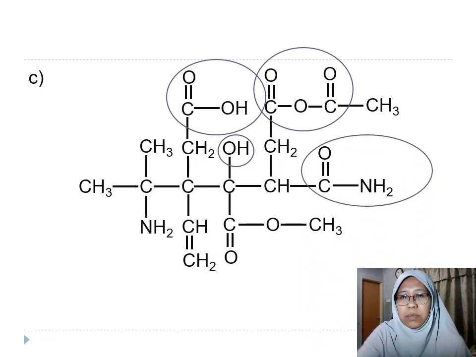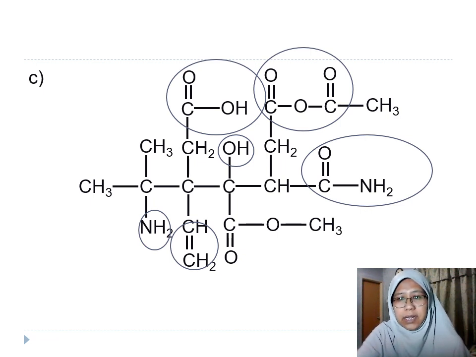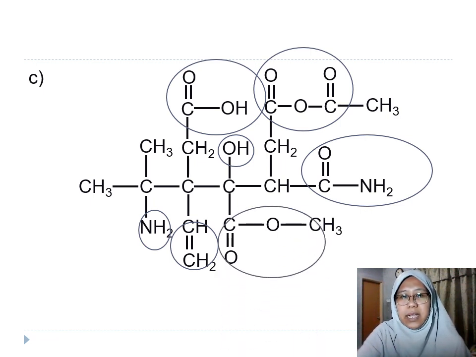This part, C double bond O and NH2, is called an amide group. This is an amino group, NH2. Here is an ordinary double bond for alkene. And here is an ester. The homologous series is ester, but the functional group is carboalkoxy.